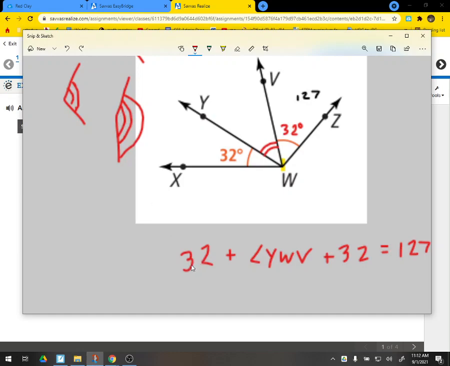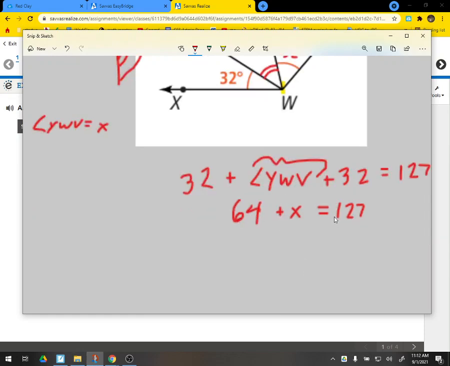Well, then I just got to say 32 plus 32, that's 64. And if you want, instead of writing it out, I could say angle YWV equals X, and I could say 64 plus X equals 127. You're allowed to be a little bit tricky like that and do substitutions. Subtract the 64 from both sides. I got X is equal to 63. 127 minus 64 is 63.